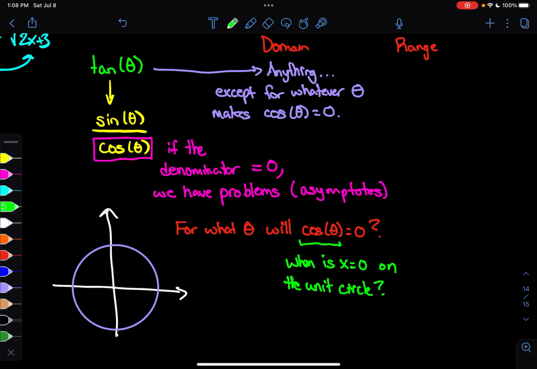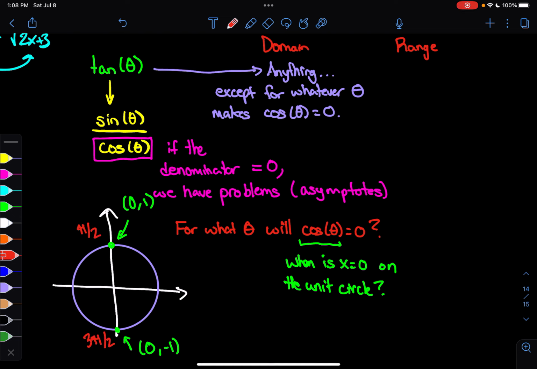Okay, and that only happens here, up here at the top, and down here at the bottom. This is the point 0, -1. This is the point 0, +1. Both those points have an x value of 0, and so this is where we're going to run into problems with our denominator, with cosine of theta equaling 0. Now the question is, what angles are these? Is it just pi over 2 radians and 3 pi over 2?